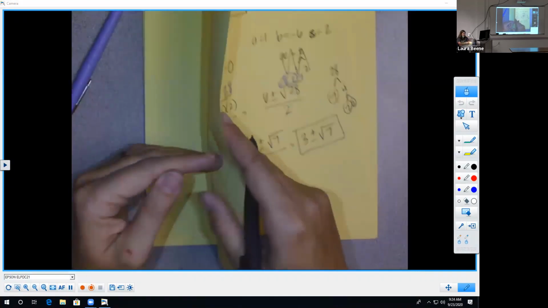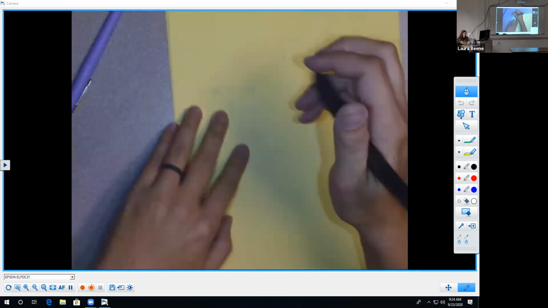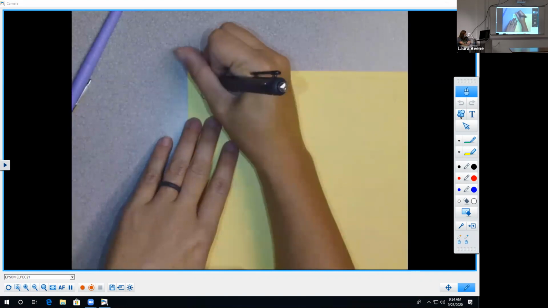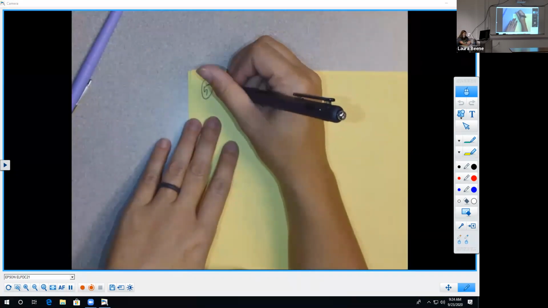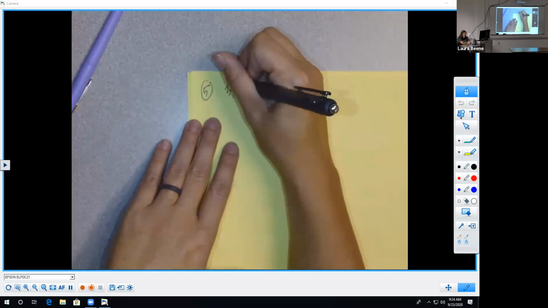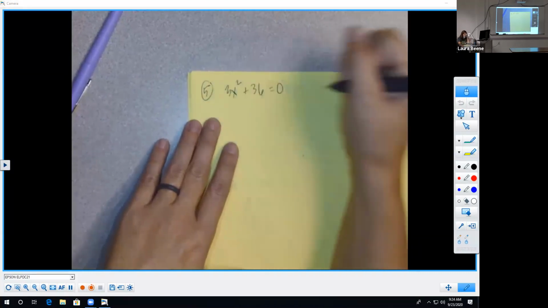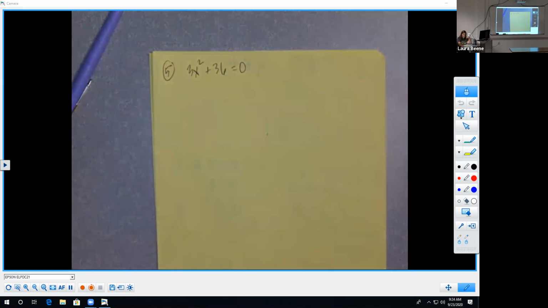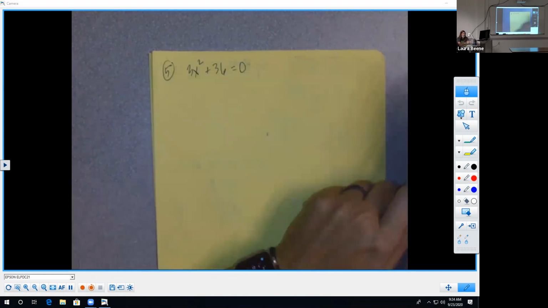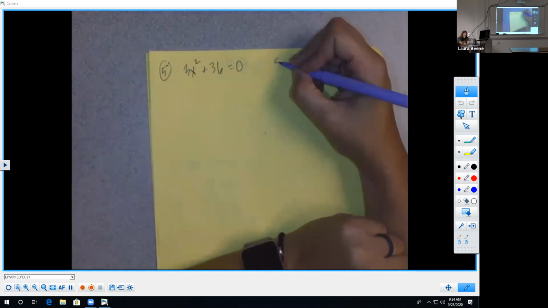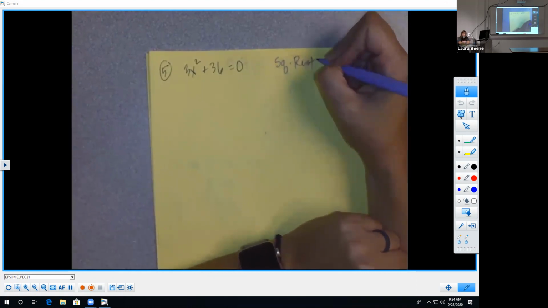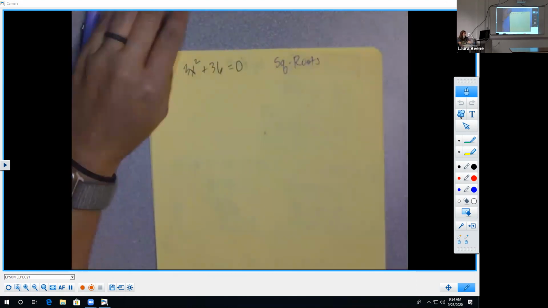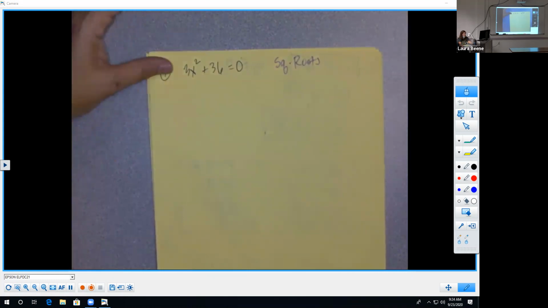Okay, look at this one. We had 3x² + 36 = 0. What's the best way to solve this one? Square roots. If you have the option to do square roots, that's a lot faster than quadratic formula or factoring. To solve using square roots, you're solving for x. What's the first thing I'm going to move over here?